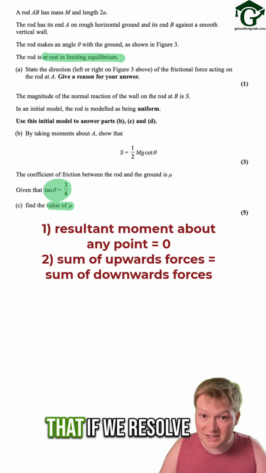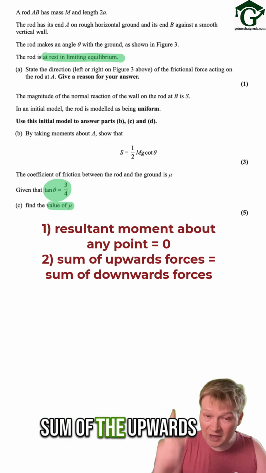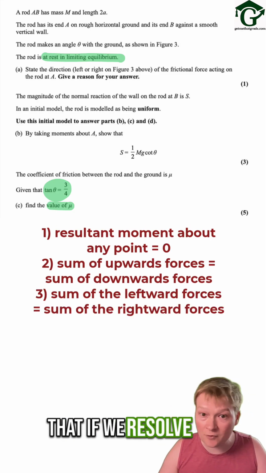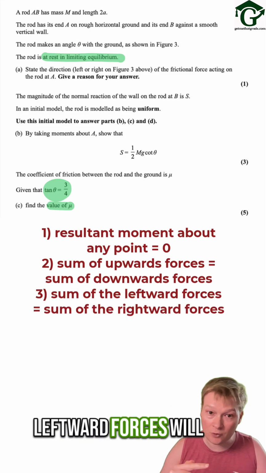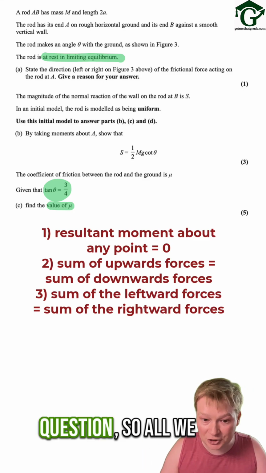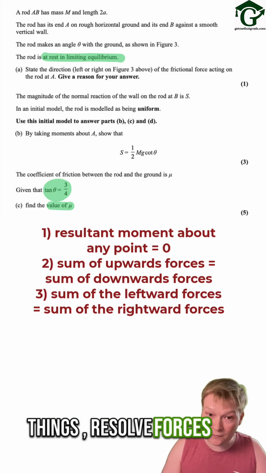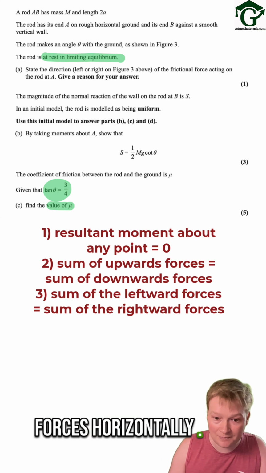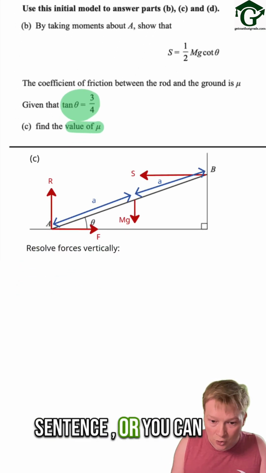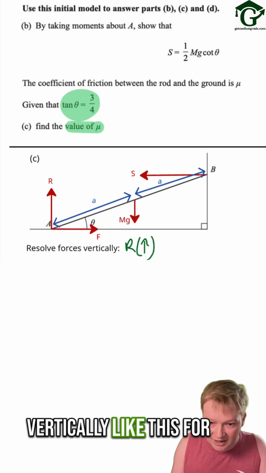2, it also means that if we resolve forces vertically, the sum of the upwards forces will equal the sum of the downwards forces. And 3, it means that if we resolve forces horizontally, the sum of the leftward forces will equal the sum of the rightward forces. We've already taken moments in the previous part of the question, so all we need to do is those 2 things: resolve forces vertically, resolve forces horizontally. Let's start by resolving forces vertically. You can write that as a sentence, or you can write resolve forces vertically like this for short.